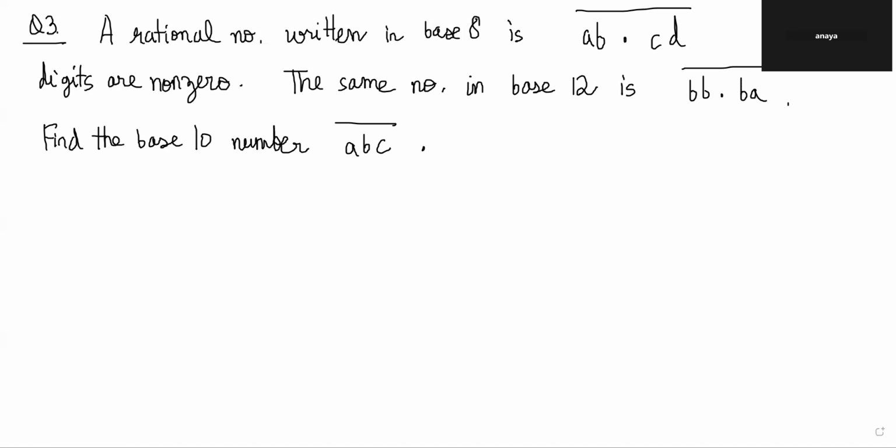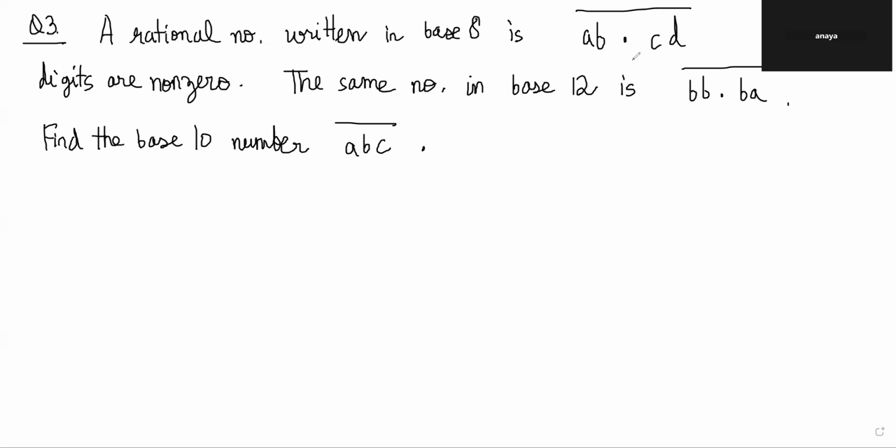What are you trying here? So I'm just writing out the equation. For AB.BC and AB.CD, I got 8A plus B plus C over 8 plus D over 64.